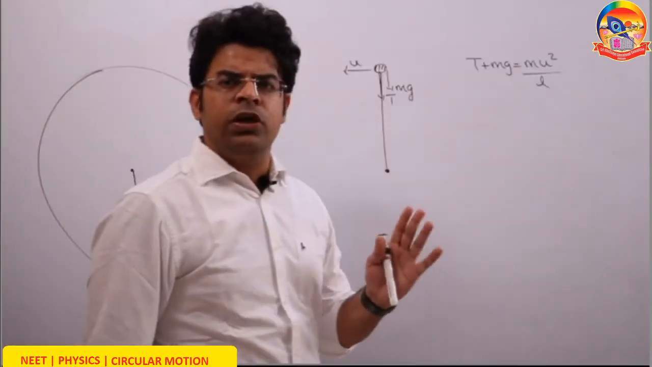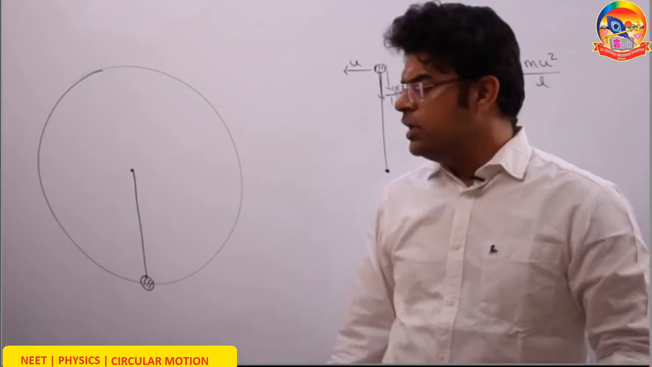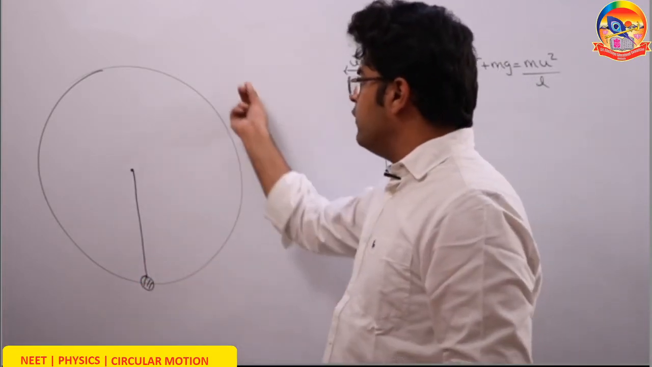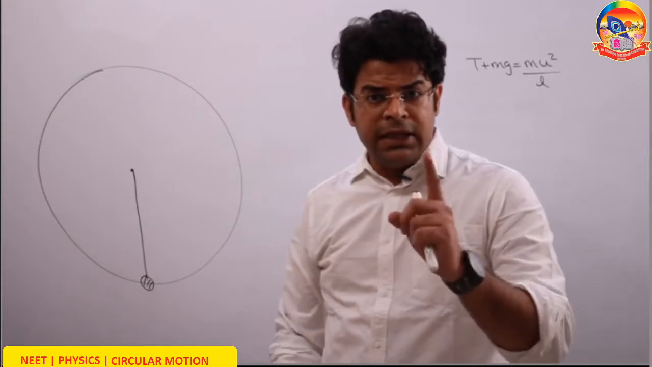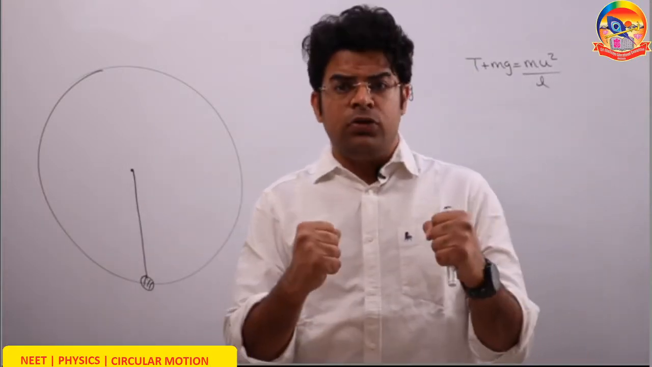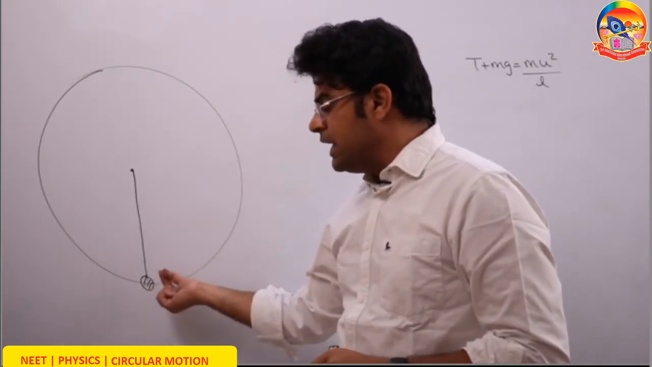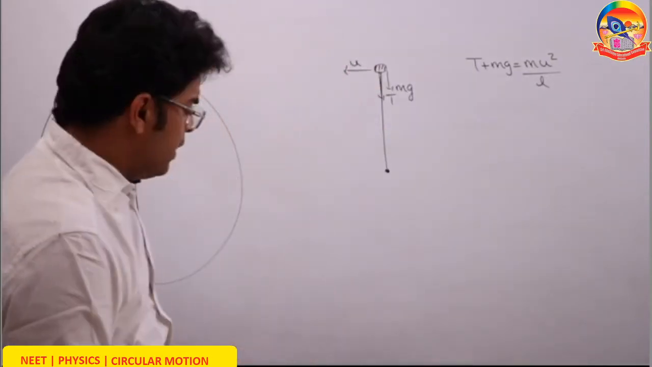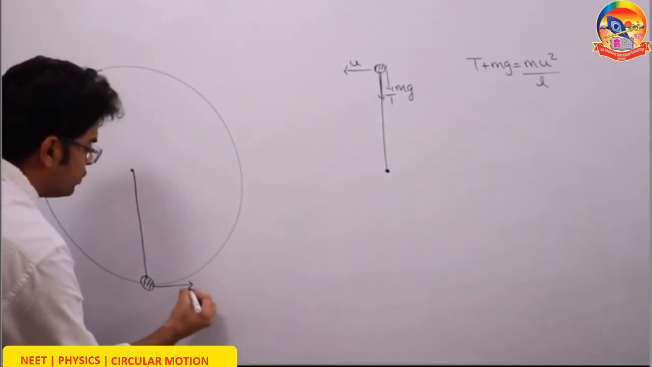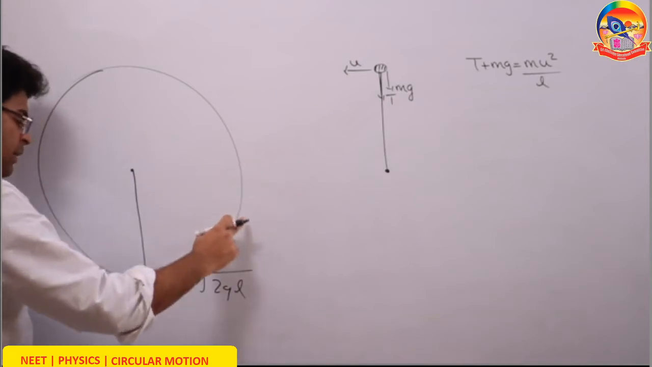So now the big question: what is the minimum speed that has to be given to the bob at the lowest point so that it can complete the vertical circular motion, given that the bob is connected to a string? Understand, a string can only pull, a string can't push. So what has to be the minimum speed that has to be given? Understand that if you give the speed equal to the square root of 2gl, then the string becomes horizontal and then the bob comes back.